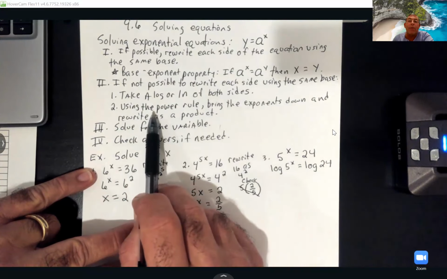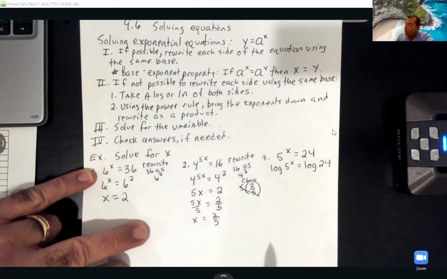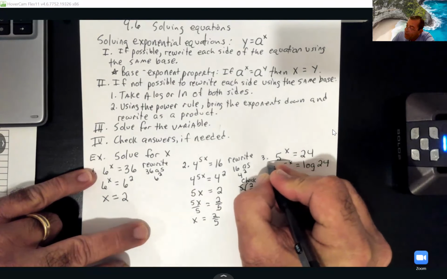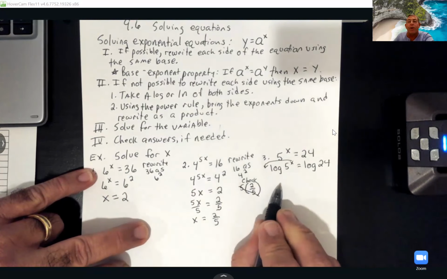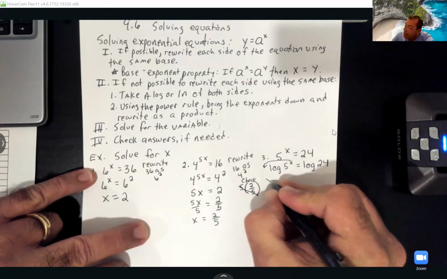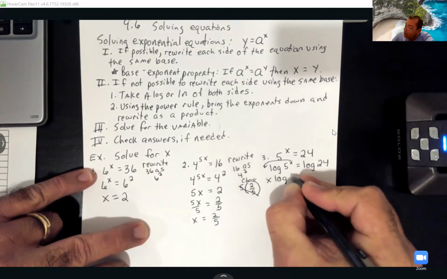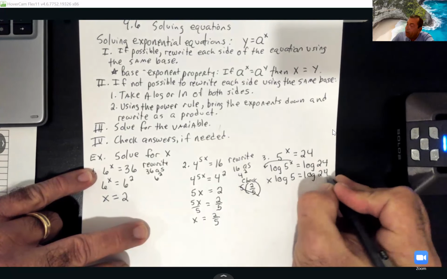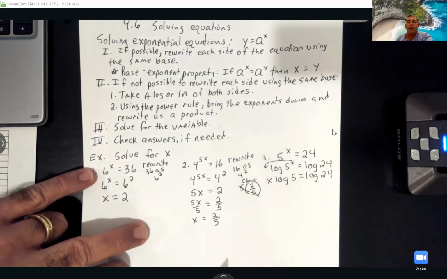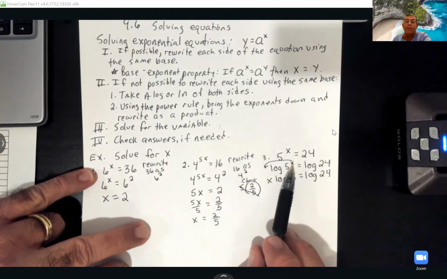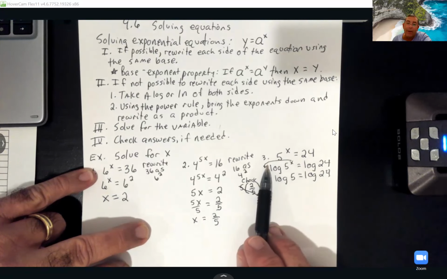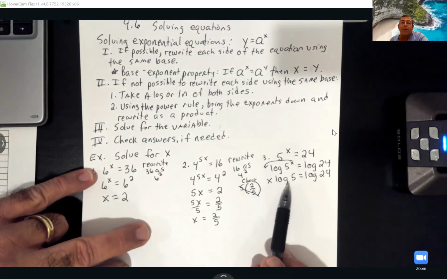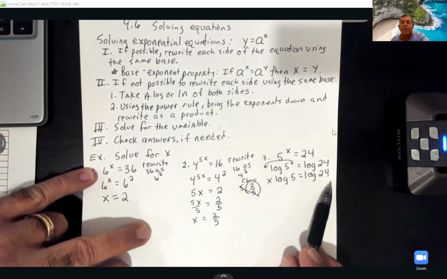Now it says using the power rule, bring the exponents down. Well, the only exponent I have is the X. So remember, we got to bring the exponents down to the front. And this left side will become X times log of 5. That's going to equal my log of 24. And that's the whole reason we do the log stuff, is that gives me a way to actually bring those exponents down, okay? So now we got X times the log of 5 equals a log of 24.